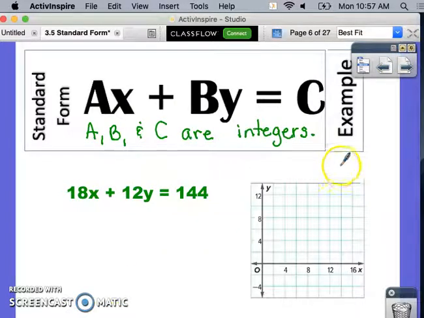All right, so in your flippable, we should have this, and I think it's also in your notes, correct? We should write some notes on this. So here, A, B, and C are all integers in standard form. Integers are whole numbers, not decimals or fractions. So here we have 18x plus 12y equals 144. It's just a different form that the equation is written in. So it's a number times x plus a number times y equals 144.